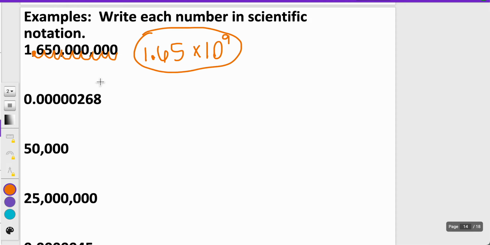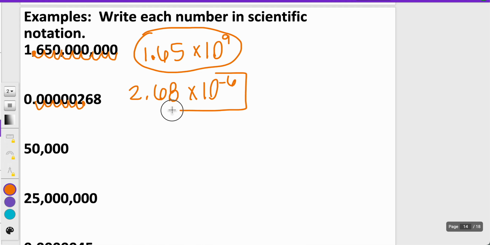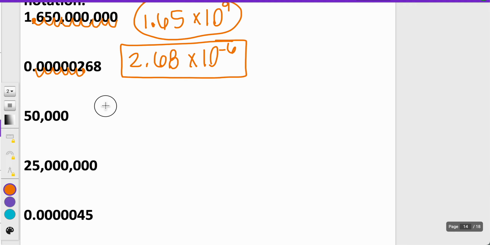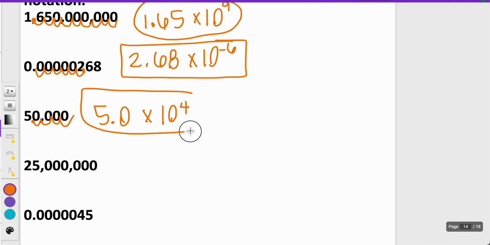to the 9th power. The next one, I'm going to place my decimal between the 2 and the 6 to create 2.68 times 10 to the 1, 2, 3, 4, 5, 6 power. This is going to be a negative 6 because I had to move back to the left to create my small decimal. 50,000, that'll be 5.0 or just 5 times 1, 2, 3, 4, 10 to the 4th positive power.